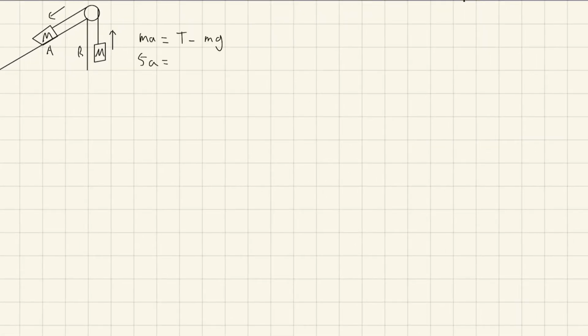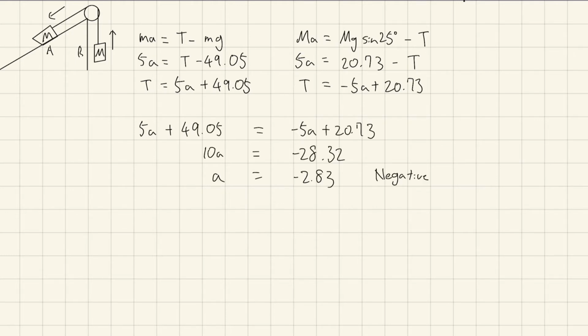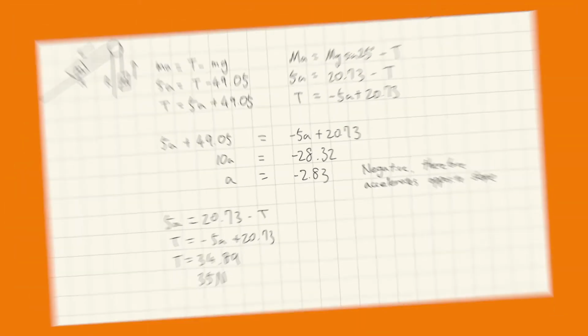Therefore, we can make two equations that equal tension to solve for acceleration. By doing so, we can see that we'll have an acceleration of negative 2.83. Note that a negative acceleration is possible since it represents the mass moving up the slope as opposed to down the slope. Then, we can substitute our acceleration into a previous equation and solve for tension. In this problem, tension is around 35 newtons.